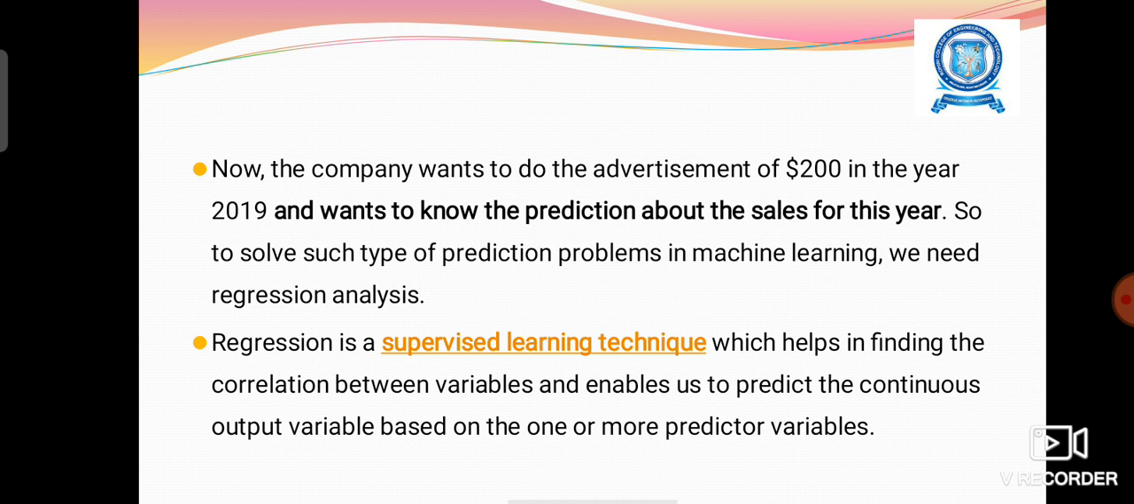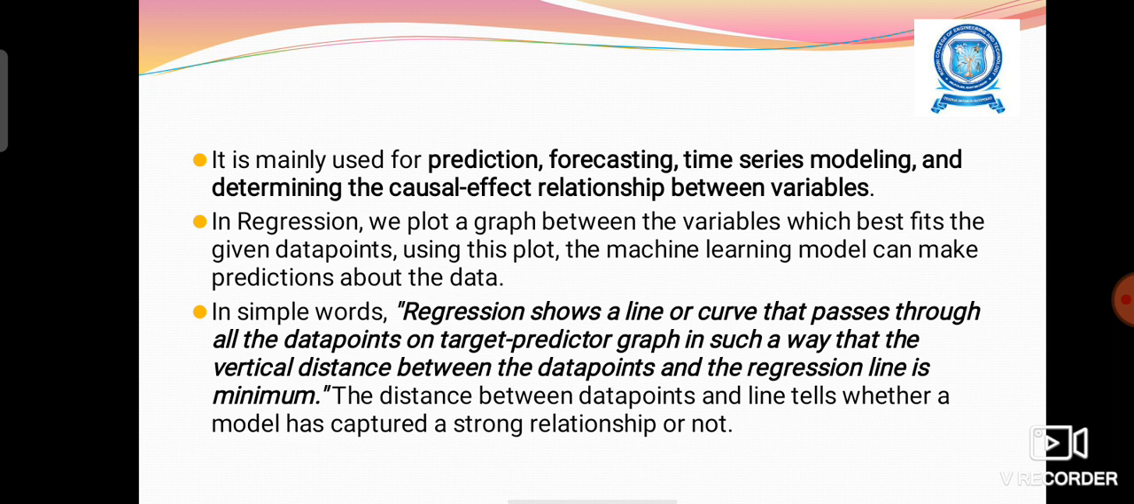To solve such prediction problems in machine learning, we need regression analysis. Since the input is a sequence, the output depends upon the sequence of inputs. It is a supervised learning algorithm which helps in finding the correlation between the variables and enables us to predict the continuous output variable based on one or more predictor variables. It is mainly used for prediction, forecasting, time series modeling and determining the cause-effect relationship between the variables.